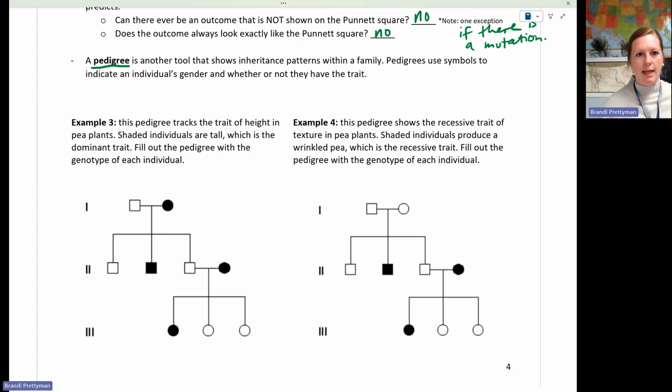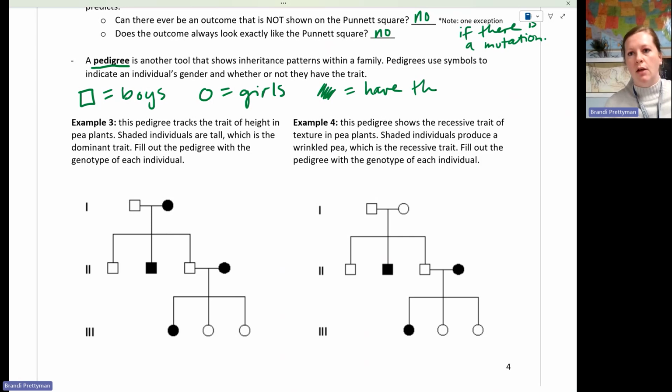This is always going to be the case. Squares are boys, or how I sometimes say it is boxes are boys, circles are girls. All the time, that's what you're going to see in a pedigree. If it's shaded in, like if the circle or square is shaded in, that means they have the trait. You have to be careful because sometimes the trait we're talking about is dominant and sometimes it's recessive. So you can't always assume that shaded means dominant or shaded means recessive. No. Just read the problem and it'll tell you the trait that you're looking for.